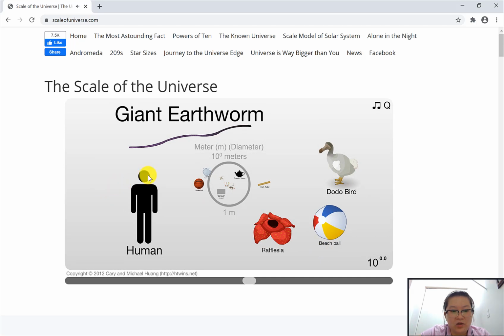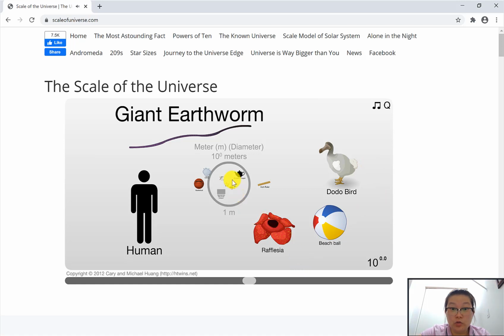Okay, so this is a human. This is a flower, whatever it's called. I don't really care. There's a beach ball. A dodo bird. Anyways, so what this is, it's 10 to the power of 0, and learning exponent laws and whatnot, you know that this is just 1. And what scale is this? This is measured in meters. So at 1 meter, this is roughly what you see.